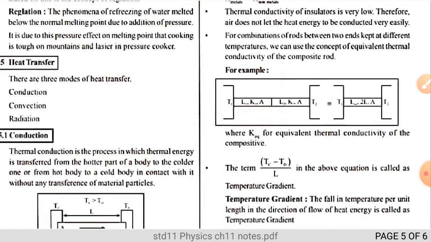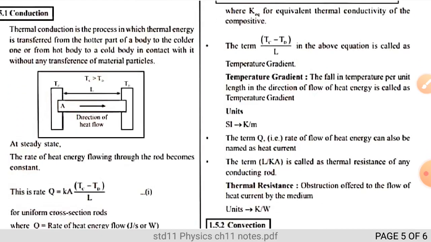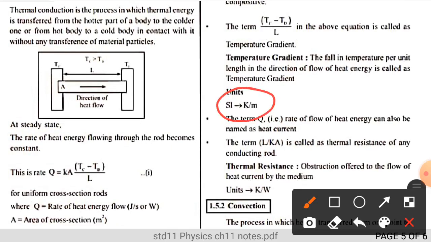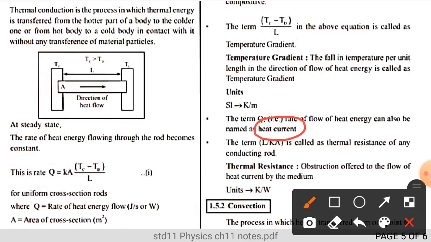So for a combination of rods, with two ends kept at different temperatures, we can use the concept of equivalent thermal conductivity of the composite rod, right? So see (Tc - Td)/L. Now temperature gradient means Kelvin per meter, right? Temperature per unit length is known as temperature gradient. So the term Q, the rate of flow of heat energy, is also called heat current, remember. The term L/KA is called the thermal resistance of any conducting rod.